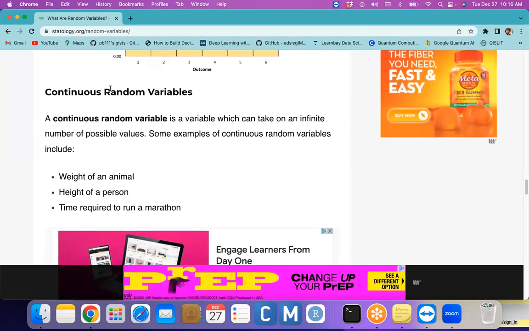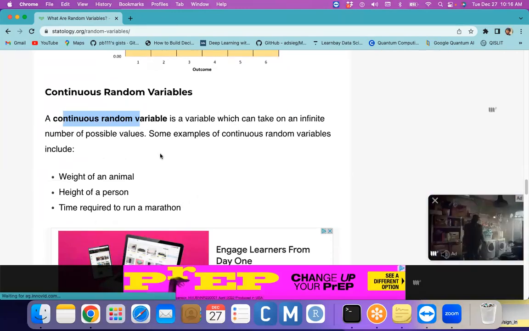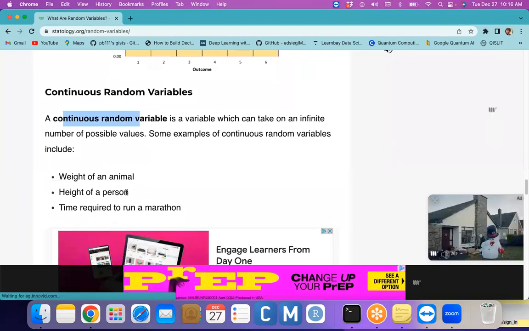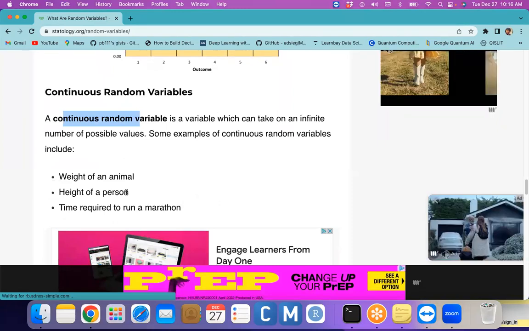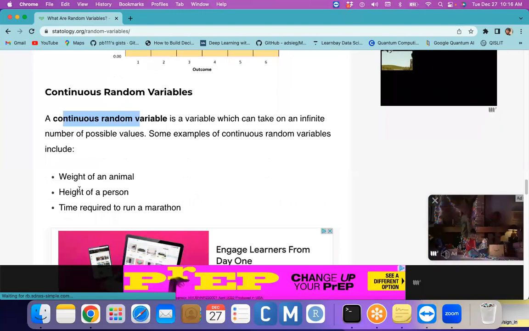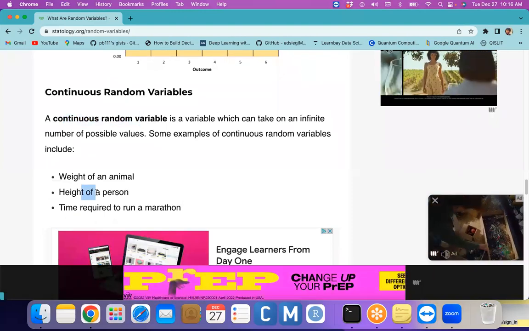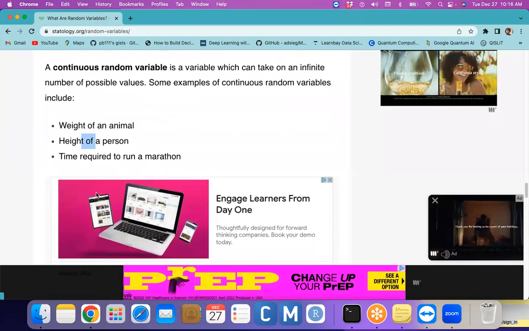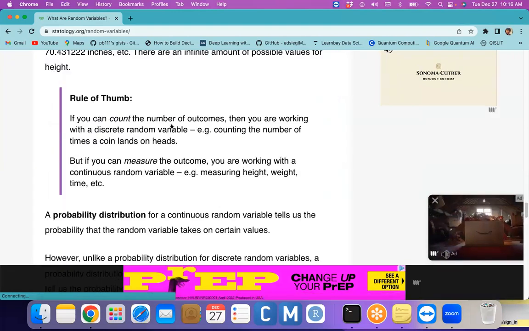Now we are talking about the continuous random variable. A continuous random variable means you get infinitely many possible numbers. For example, you want to find the weight of an animal. When you go for the weight of any animal, it might be 50.6 or 50.7, right? And the height of a person, in inches or feet, there also you might have a floating number, a rational number. Time required to run a marathon.